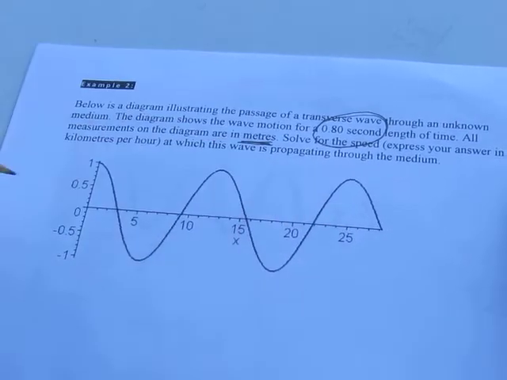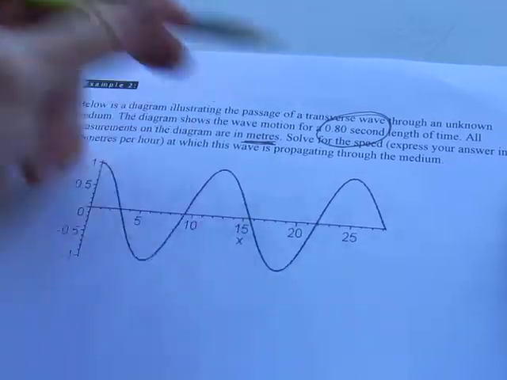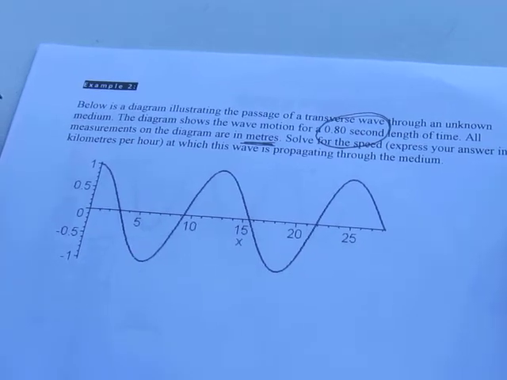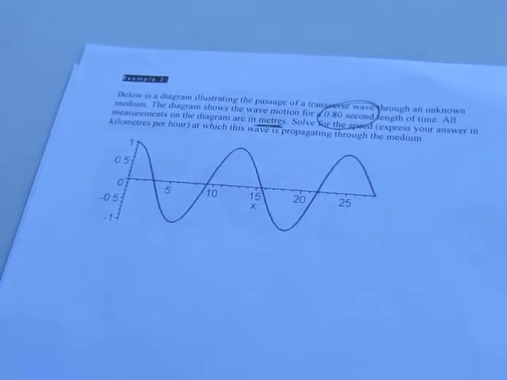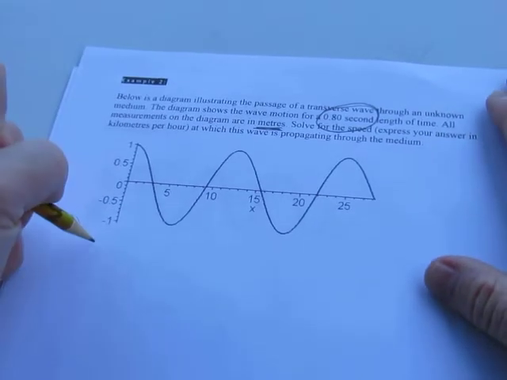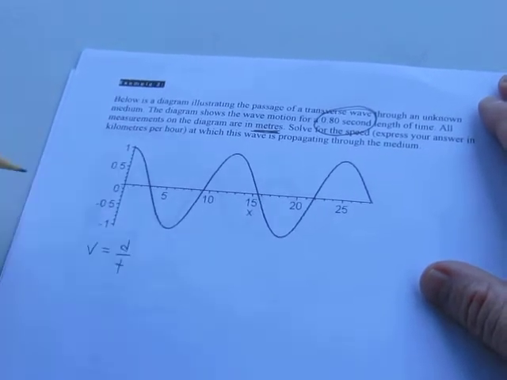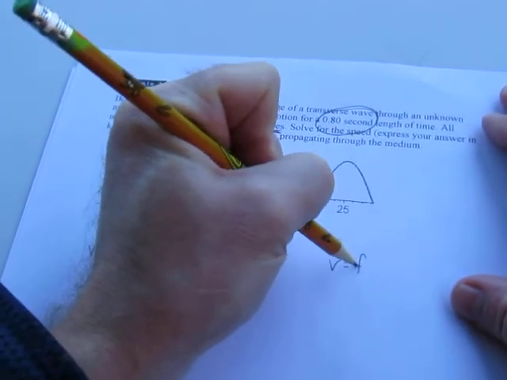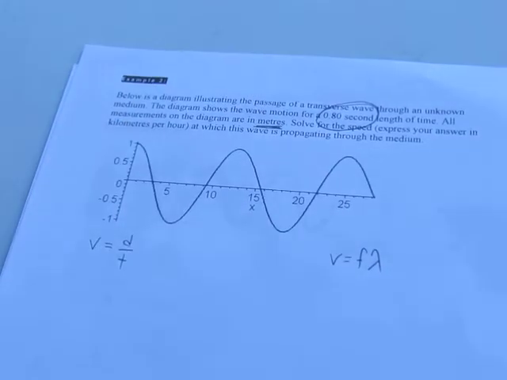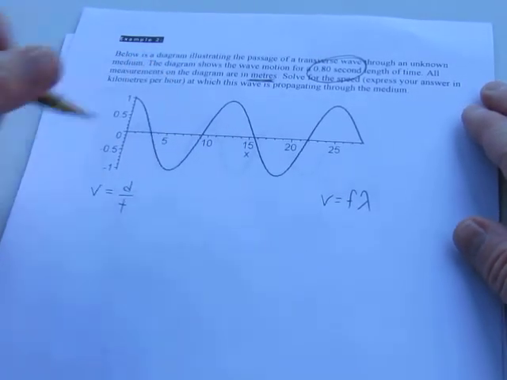So what you're seeing on the page is 0.8 seconds long, and it wants you to solve for the speed. I put this question on here because there are actually two different ways that you can do it. You can use the old formula if you want: speed is distance divided by time. Or you can use the new formula: speed equals frequency times wavelength. You just have to be really, really careful as to what values you're using for these variables.